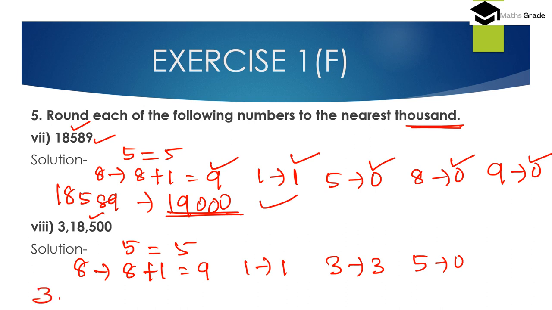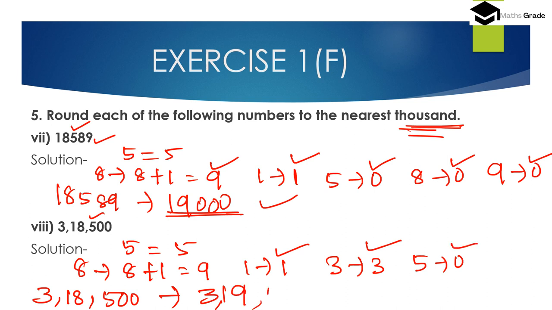So 318,500 rounded up to the nearest 1000 is 3. Just write down 3 only, this 1 only. The thousands digit 8 changes to 9, and this 5 changes to 0, units digit 0, and tens digit 0. Now 318,500 rounded up to the nearest 1000 is 319,000.